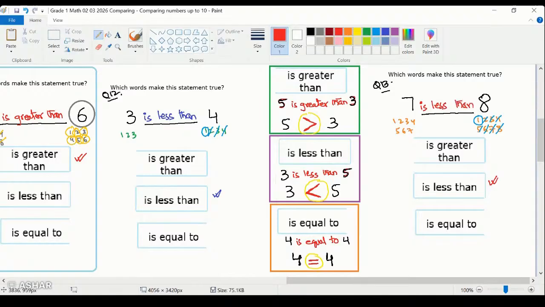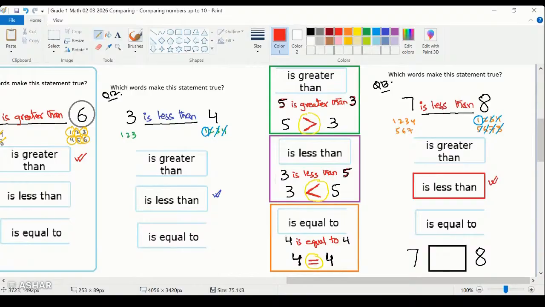Thank you, Deborah. We agree on this, right? 7 was less than 8. But if I add another statement to this, 7 and 8, and if I ask you to put a sign over here, can I put an equal sign in the middle? Is 7 equal to 8? No, it is not, because we agreed over here that 7 is less than 8, right?